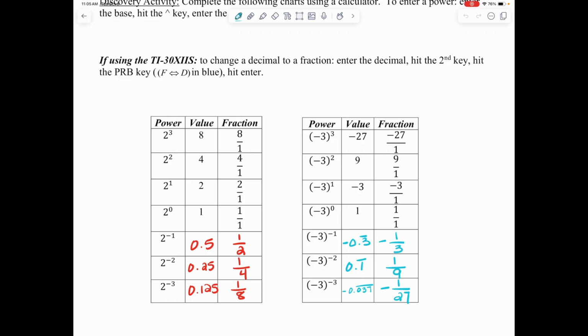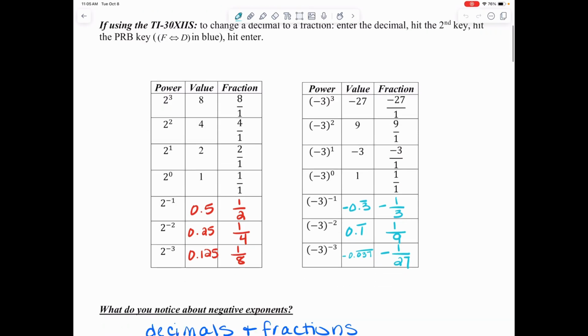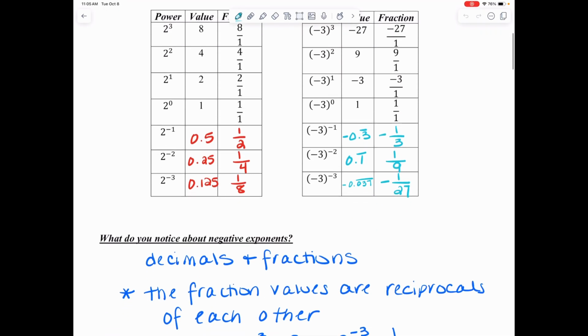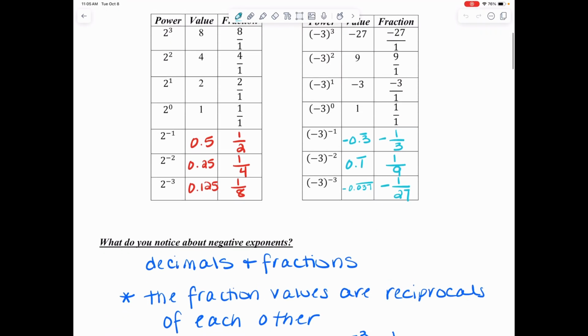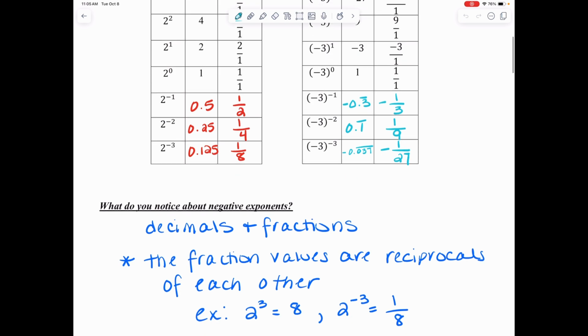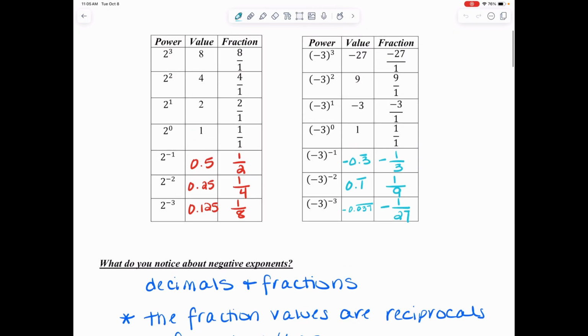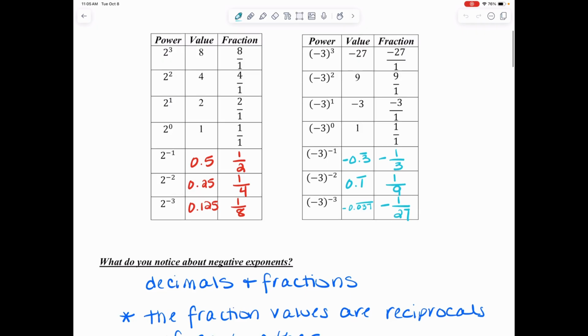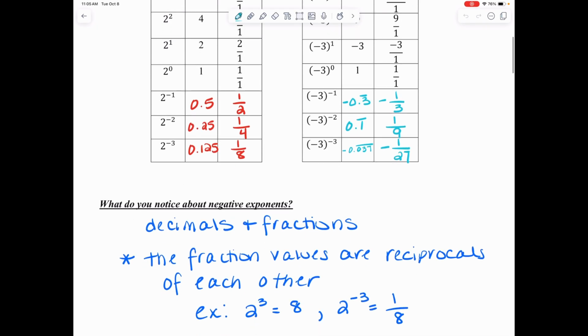So I was hoping that you would see that when we have negative exponents, we're getting decimals and fractions. And the big idea is actually that the fraction values are reciprocals of each other. So I picked out an example of the table to show you. If I look at 2 to the third in the table, it's equal to 8 or 8 over 1. If I make that 3 a negative 3 in the exponent instead, all it does is take my answer and flip it. 2 to the negative 3 is 1/8.